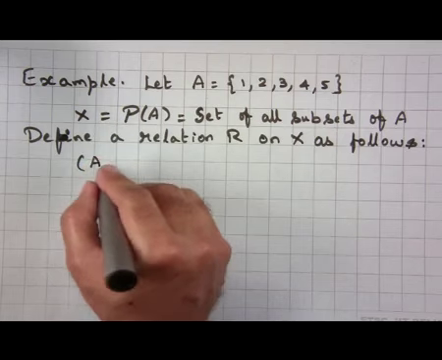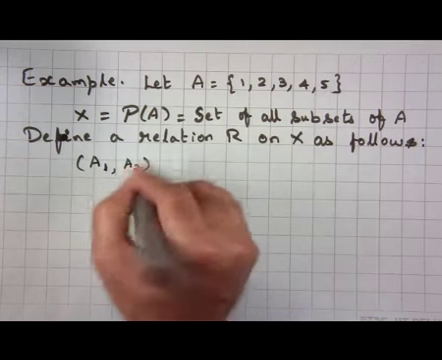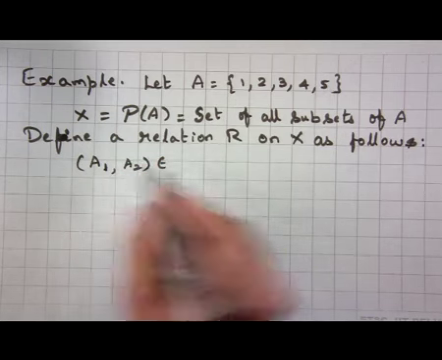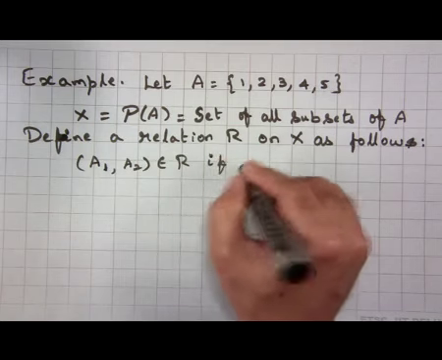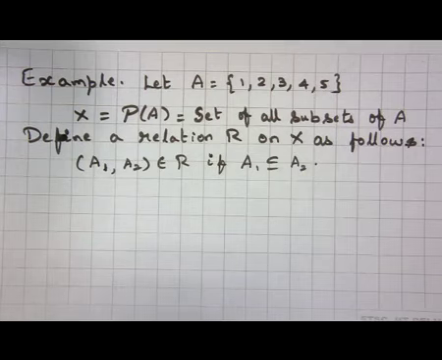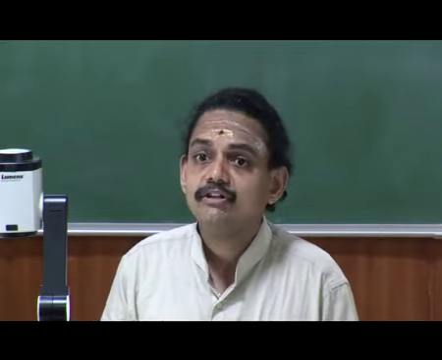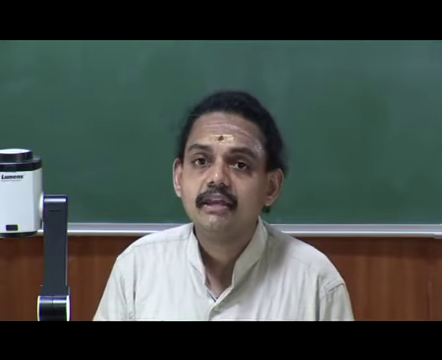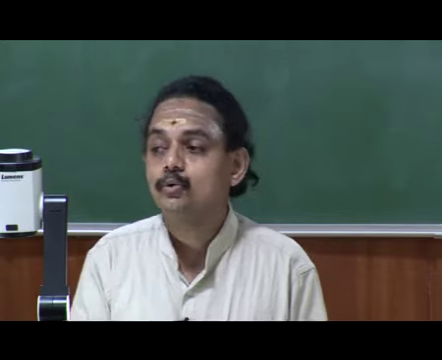Two subsets A1, A2, the pair (A1, A2) is in R if A1 is contained in A2. For any two subsets A1 and A2 of A, we say that A1 is related to A2, or the pair (A1, A2) is in R, if A1 is contained in A2.